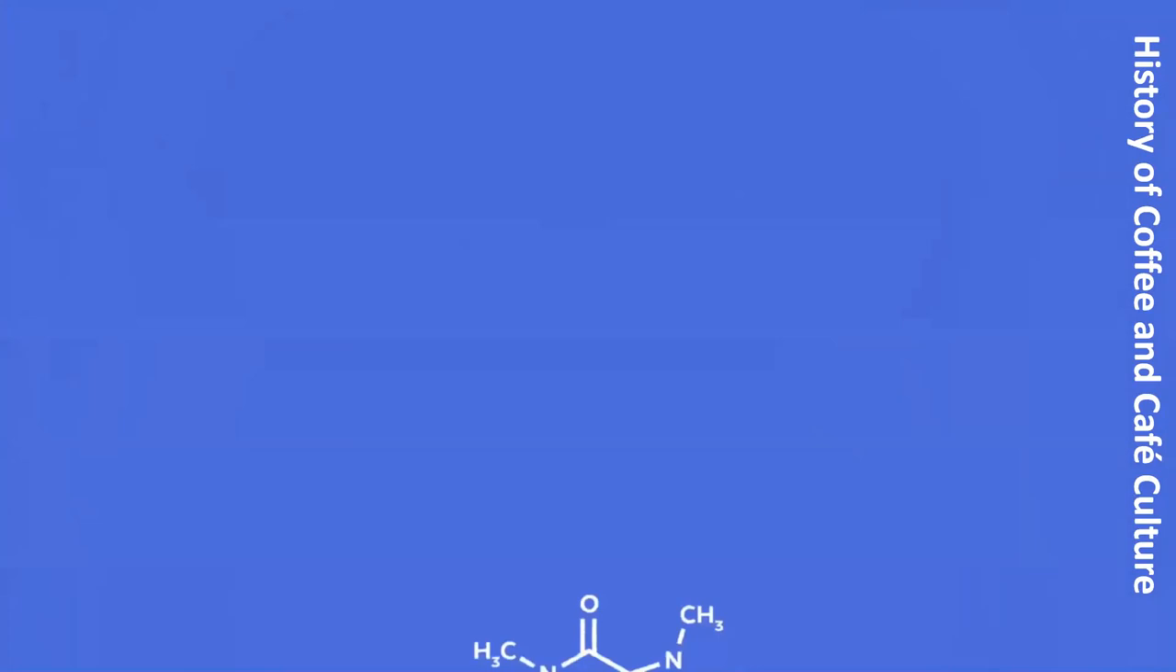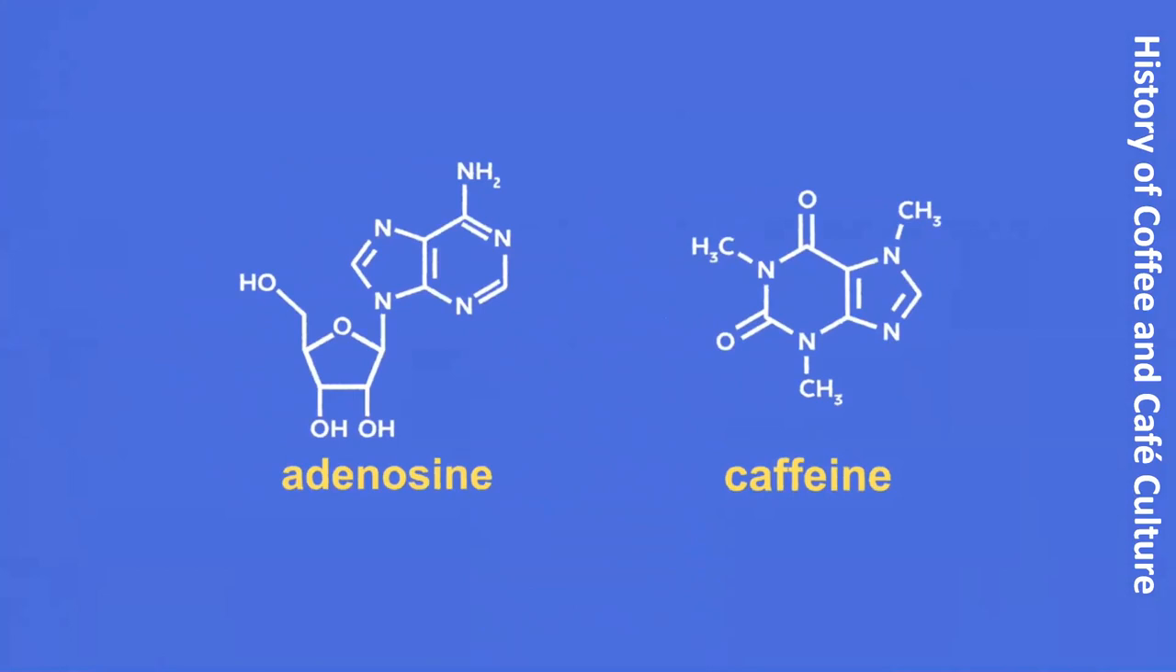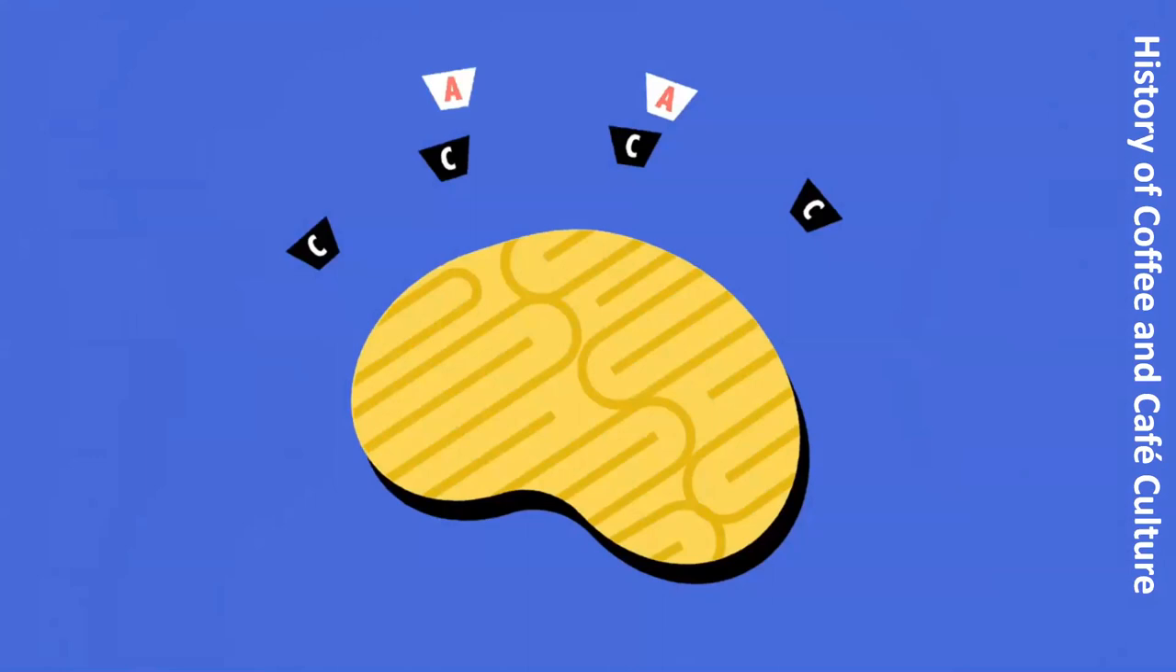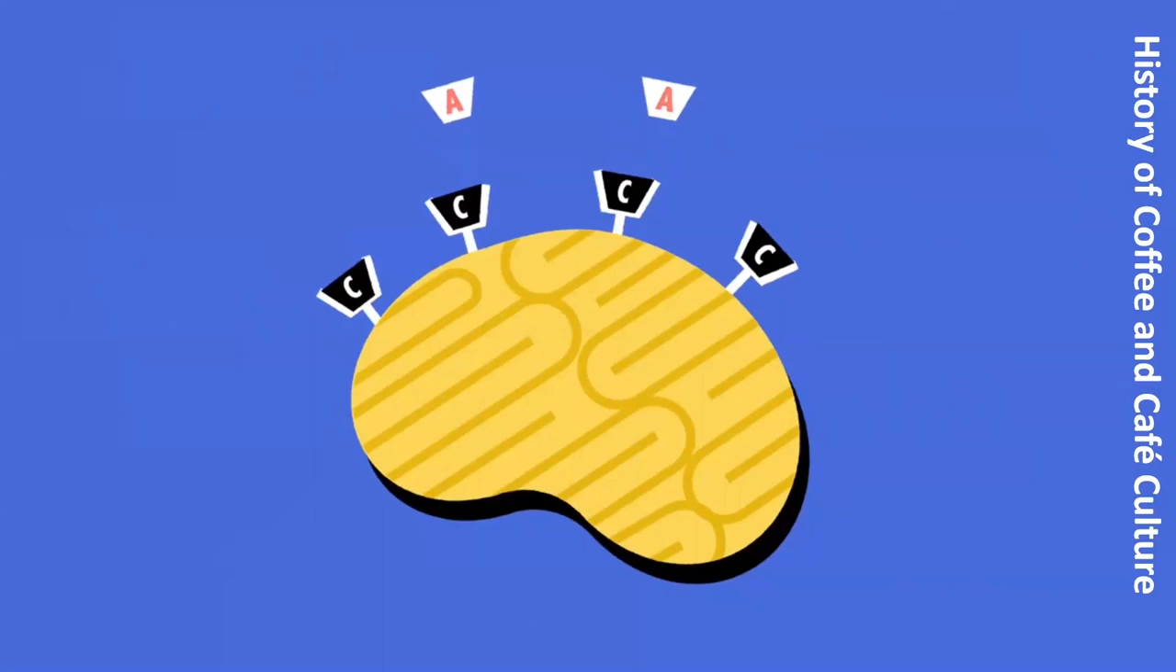The caffeine molecule is structurally very similar to adenosine, but they aren't exactly the same, so caffeine can't activate adenosine receptors. When caffeine competes to bind to an adenosine receptor, it prevents normal brain signaling from happening, which would otherwise enable us to sleep. This results in extended periods of wakefulness.